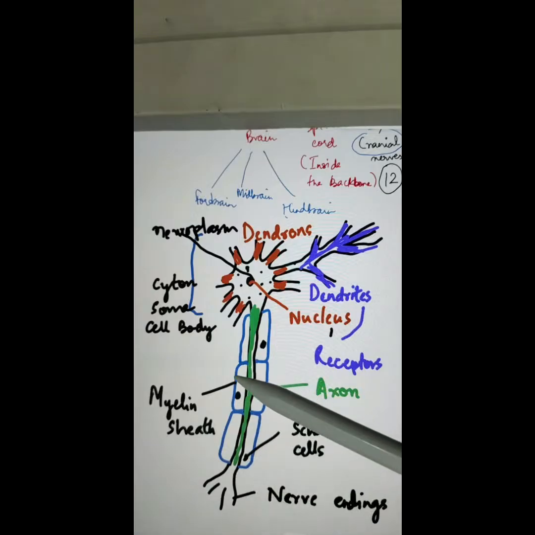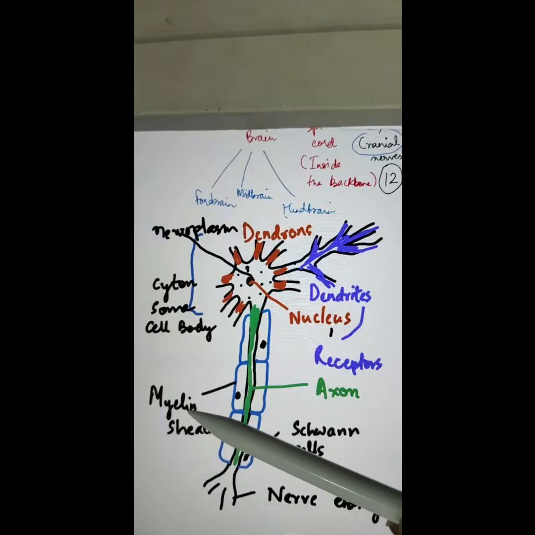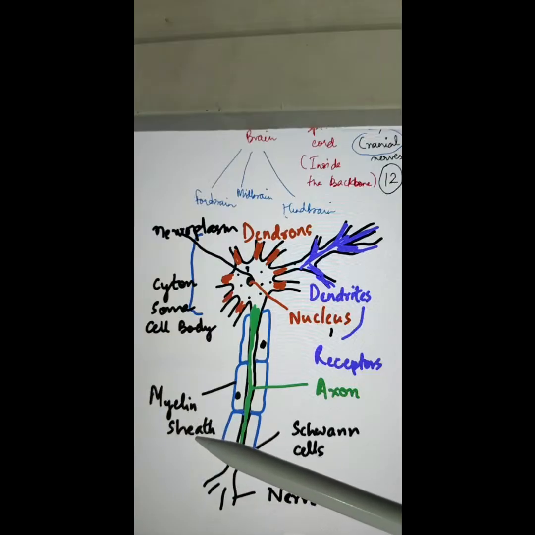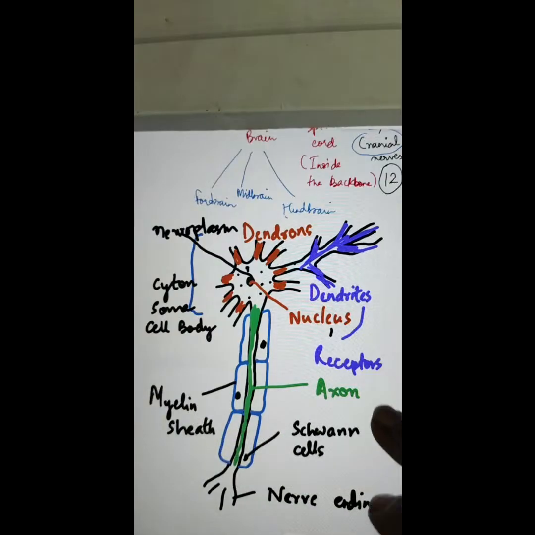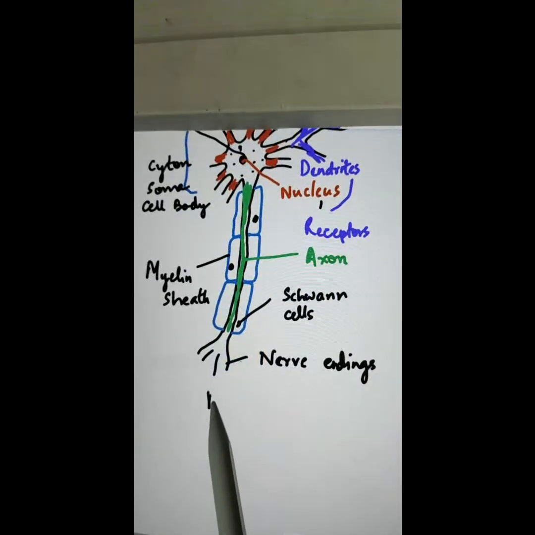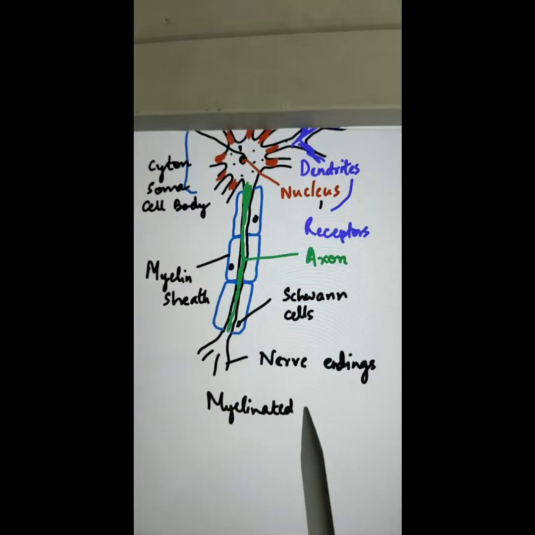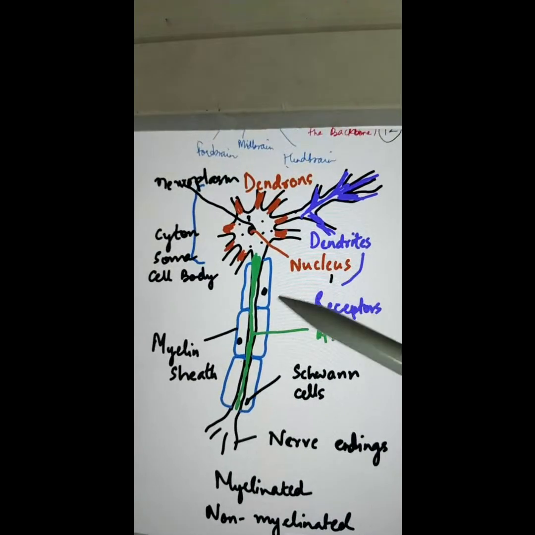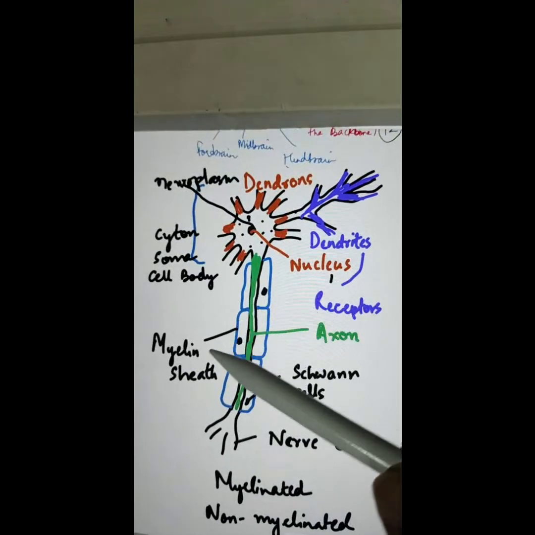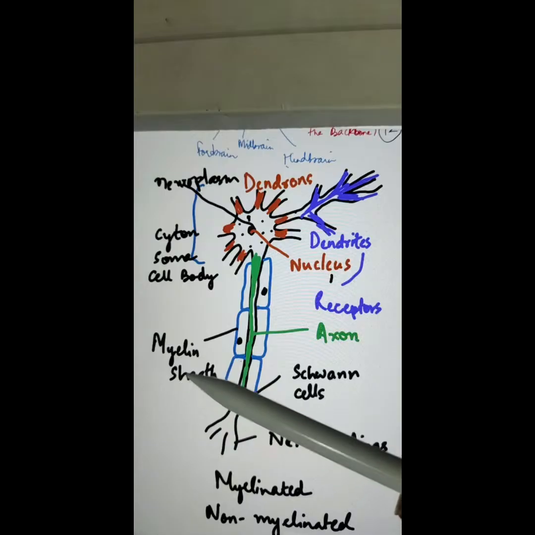Some of the neurons may be protected outside by a myelin sheath. So if the neuron has the myelin, such a neuron is known as myelinated. And the one that lacks or does not have the myelin is known as non-myelinated. Okay. So the axon on the outside contains a layer of fat which is the myelin sheath.